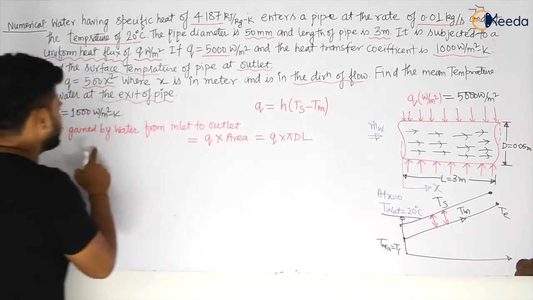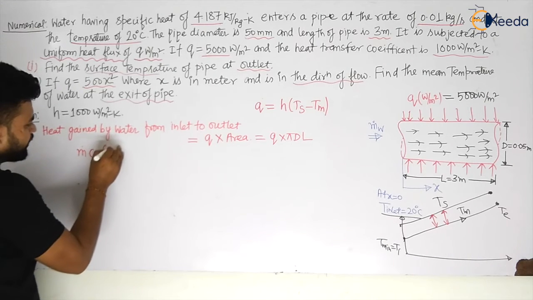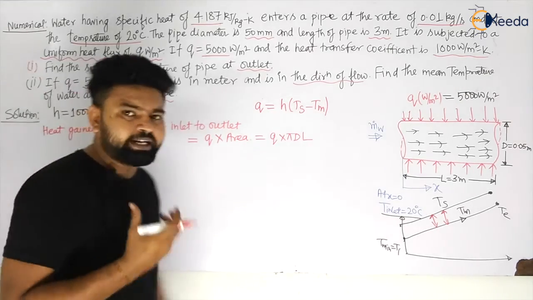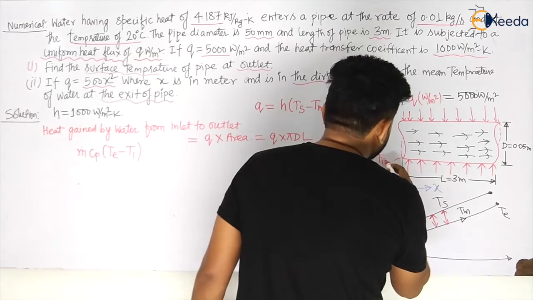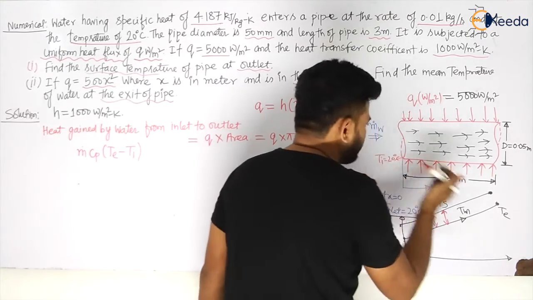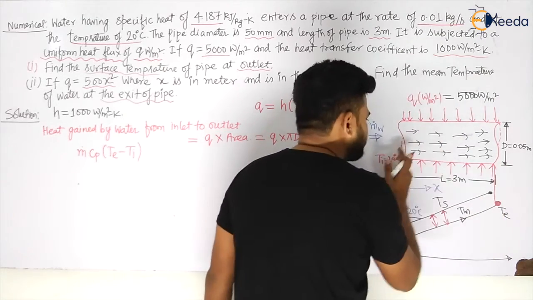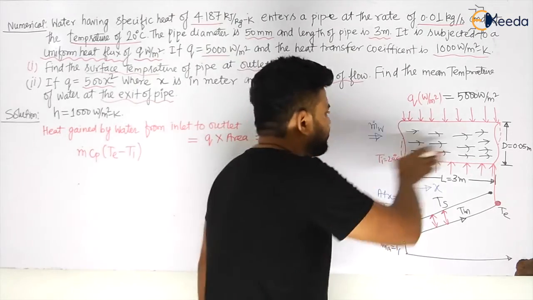So what will be the heat gained by the water? That will be given by m dot Cp (Te minus Ti). It is entering at Ti, which is nothing but 20 degrees Celsius, and leaving at some Te. So this will be the total heat gained by the fluid, because it will continuously take heat as the area increases.